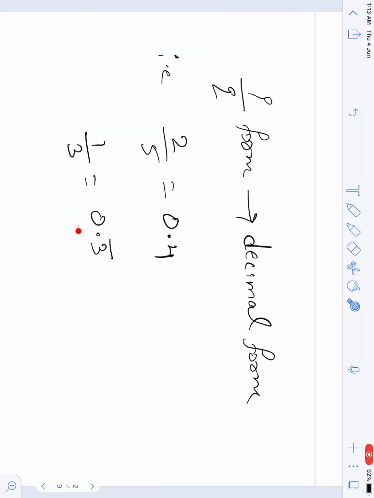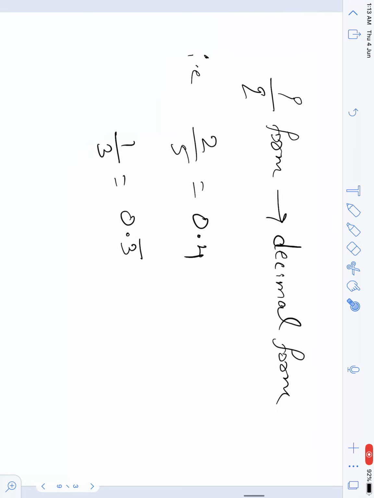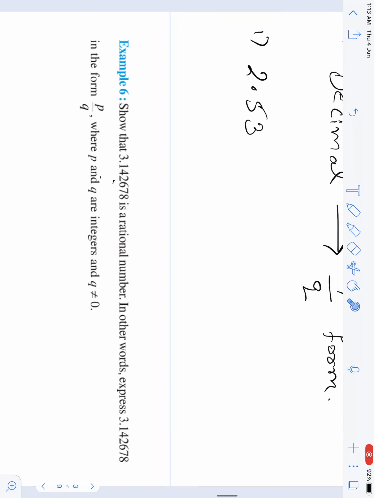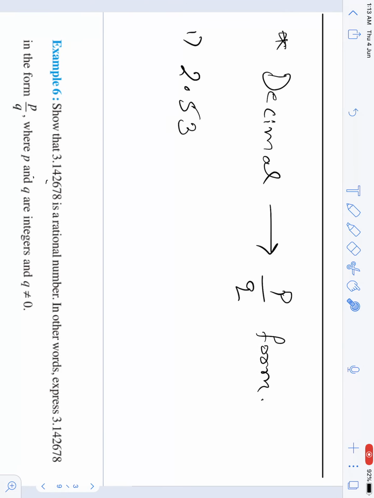Now in both these examples, 2 upon 5 is equal to 0.4 and 1 upon 3 is equal to 0.3 bar, we have converted a number which is in p upon q form into decimal form. Now let us learn the next topic, that is, how to convert a decimal number into p upon q form.